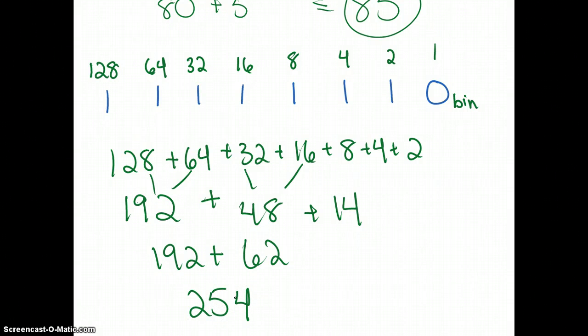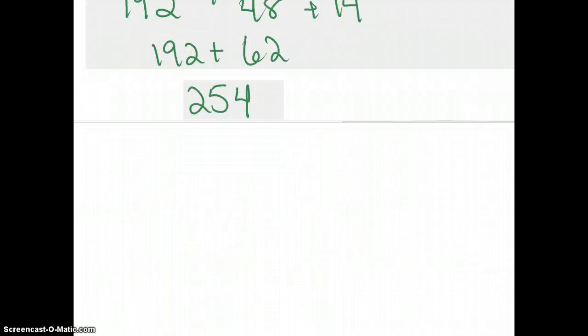254. So converting from binary to decimal does not get harder than this, as long as you can remember to set it up like that. Now, we're going to go over converting from decimal to binary, which you could do this way too, just backwards.